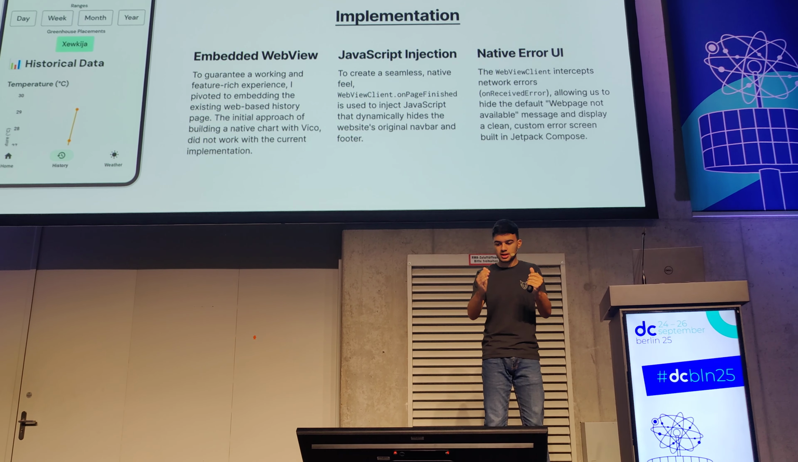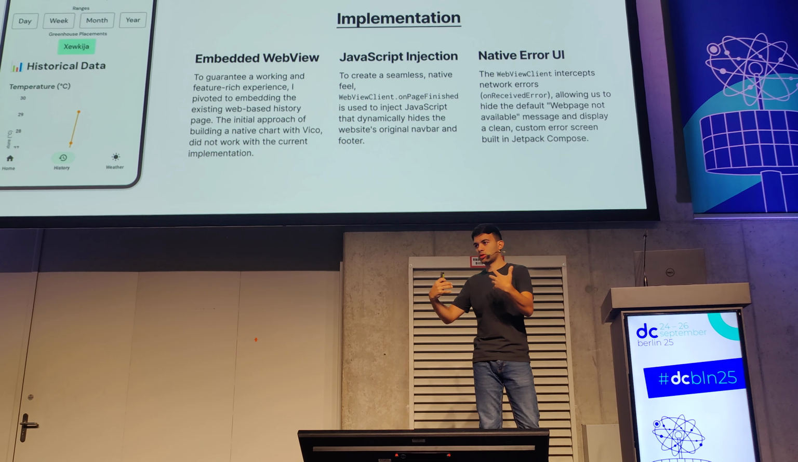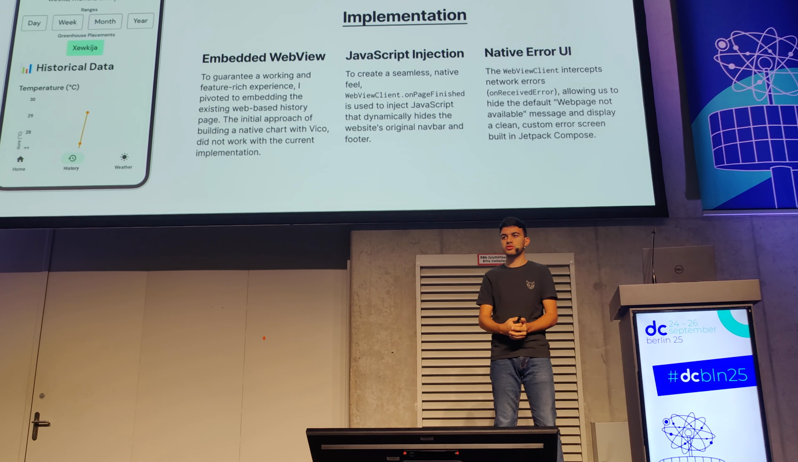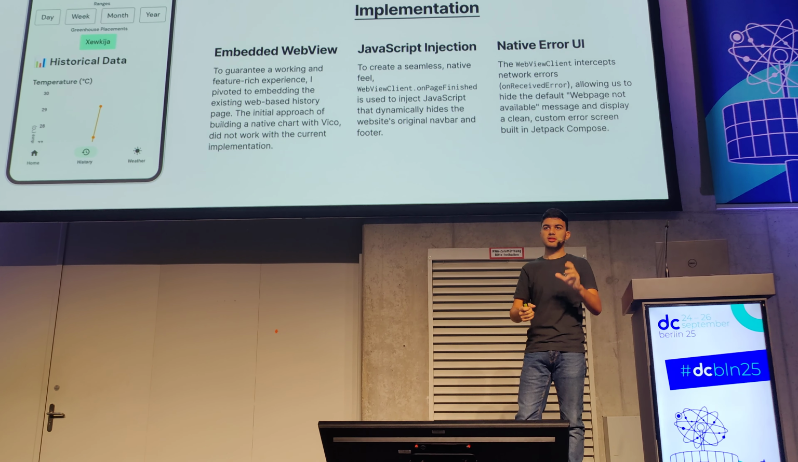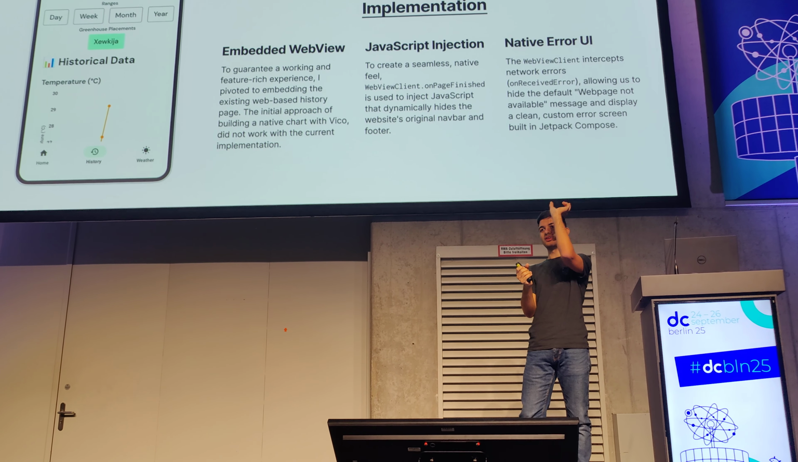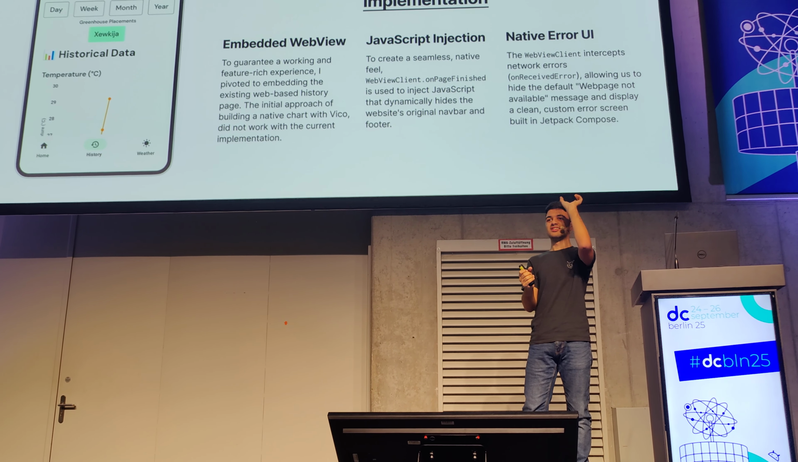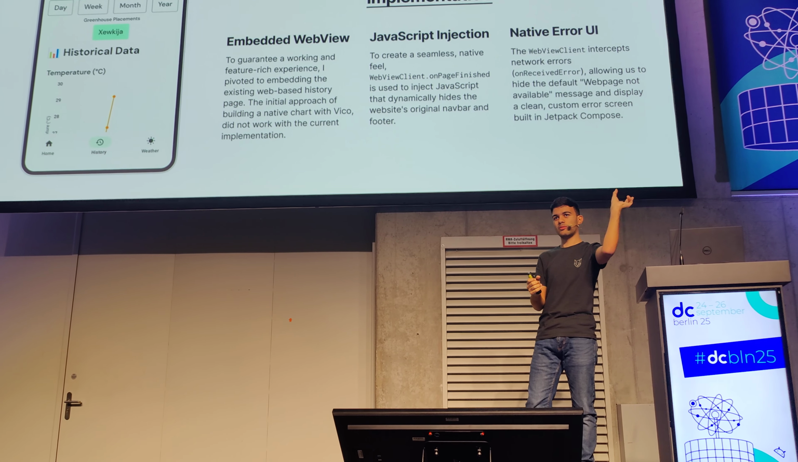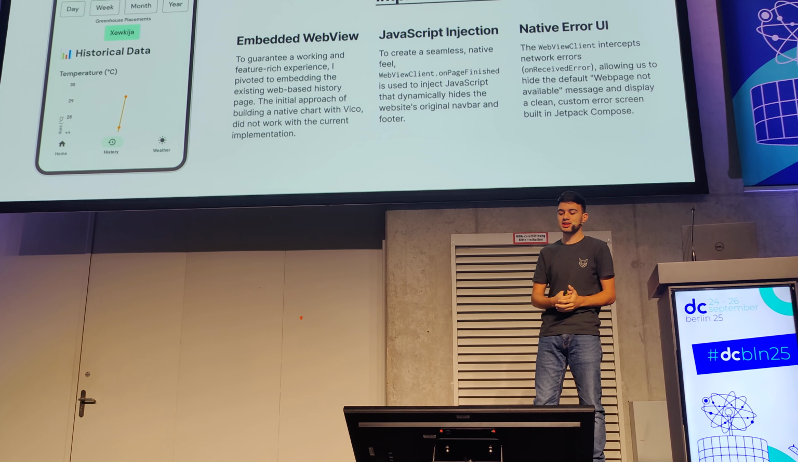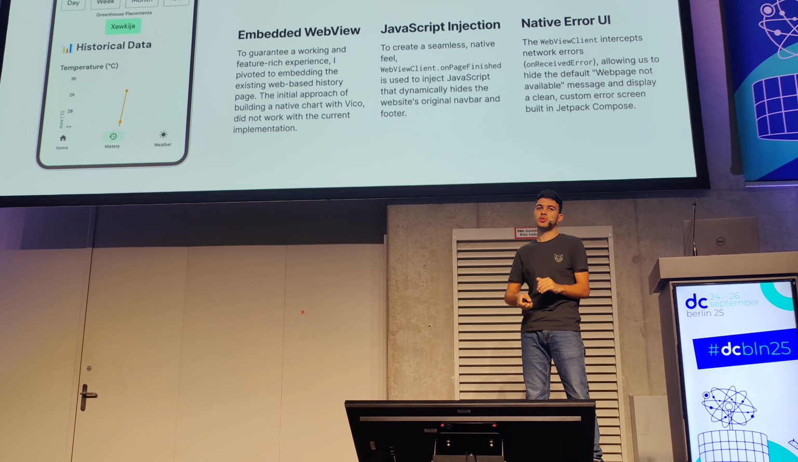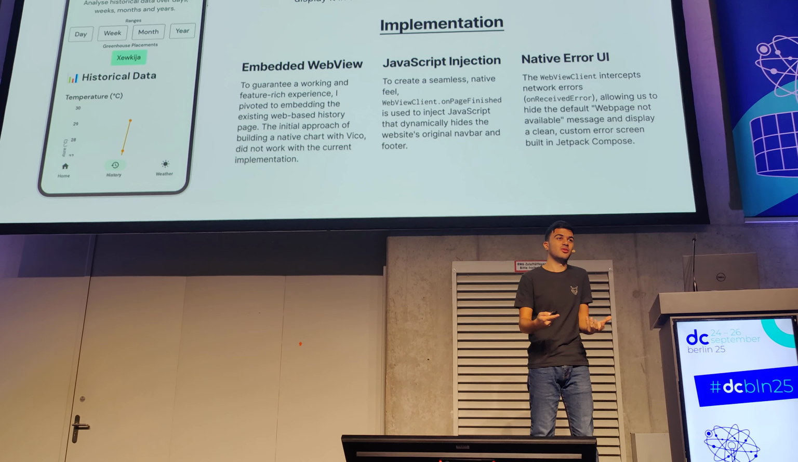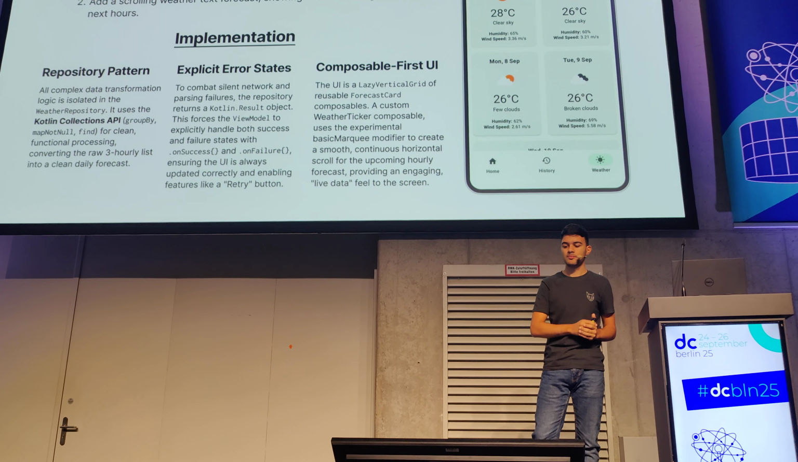So that's the second thing I did, and the last thing I did was also follow along the native error UI to tell the user, hey, you don't have internet, and at the same time don't show that Android error message in the top left when you have a web view without internet or an unreachable site. It will just show you a native Compose UI, so it is more integrated with the application.